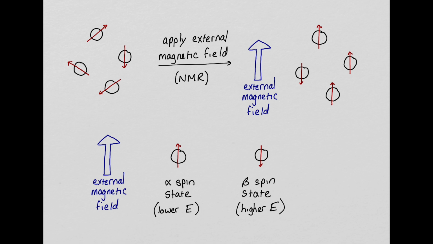The difference in energy between these two states is small but measurable, and in NMR, this is the energy difference that we're measuring. The addition of energy can cause the nucleus to flip from the alpha spin to the beta spin state. In NMR, this energy input is typically in the form of light.